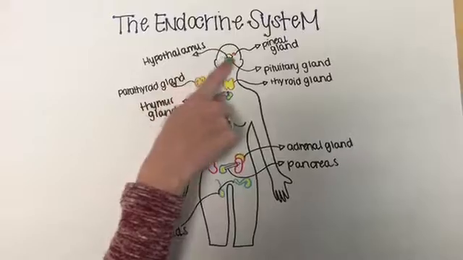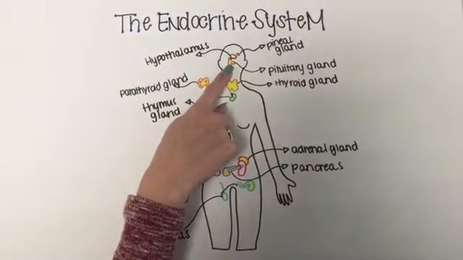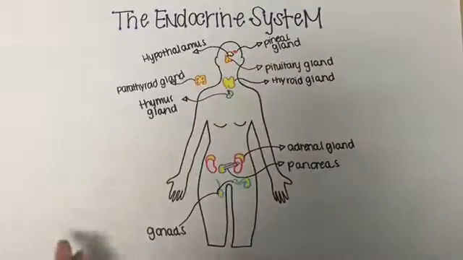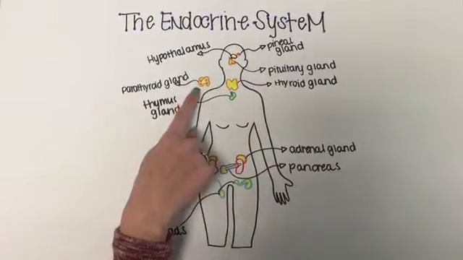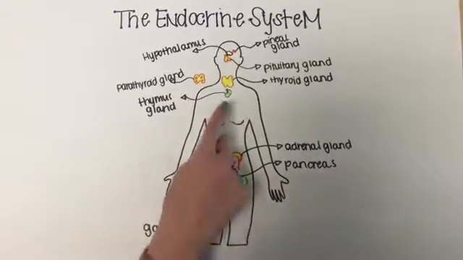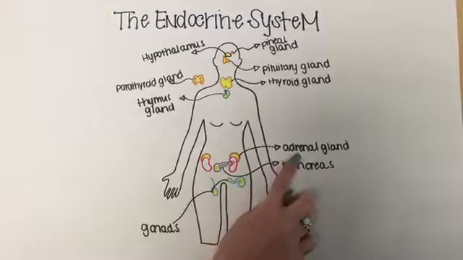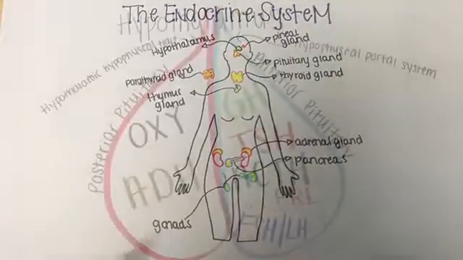The hypothalamus is in the brain, which connects to the pituitary gland by a stalk called the infundibulum. The pineal gland is above the pituitary gland in the brain. The thyroid gland is right in the throat area, and also on the posterior side of the thyroid gland is the parathyroid gland. Underneath is the thymus gland. Further down on top of the kidneys is the adrenal glands, the pancreas, and the gonads.